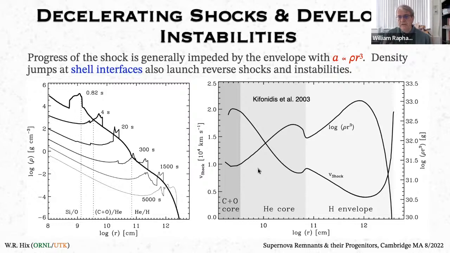And then the continued evolution as it passes through these different layers of the star is mediated primarily by this rho r cubed measure, where the gradients of rho r cubed are also gradients in the velocity, the acceleration. So when the log of rho r cubed is increasing, the velocity is decreasing. When you reach places near shell interfaces where this drops, then the velocity increases.